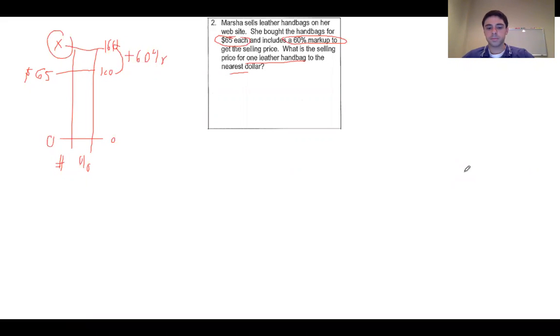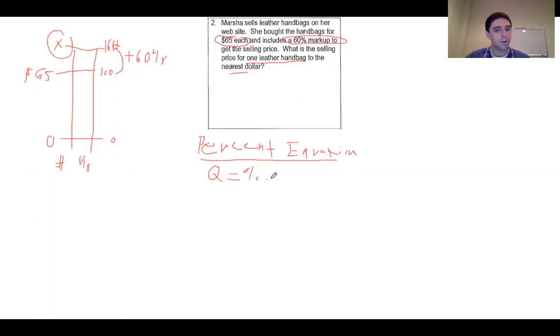Awesome. So, what equation do we need here? Right, the percent equation. And our percent equation, once again, is Q equals percent times whole.